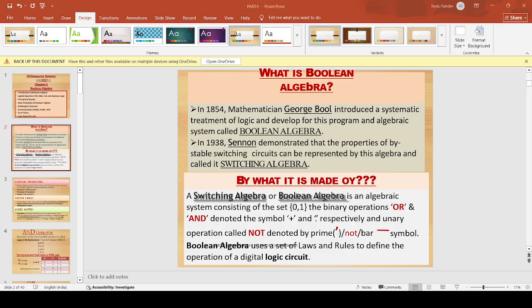Now the second part of the first theorem is (x + y) · (x̄ȳ) = 0. So (x + y) · (x̄ȳ). Here we are applying the distributive law. The distributive law is (a + b) · c = a·c + b·c. So we are applying the distributive law here to (x + y) · x̄ȳ.